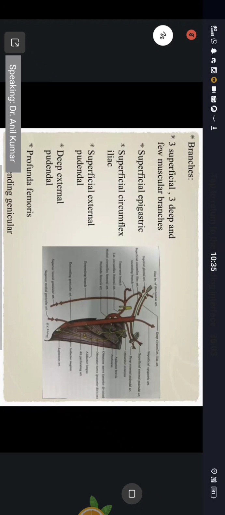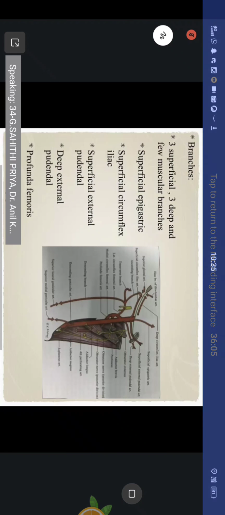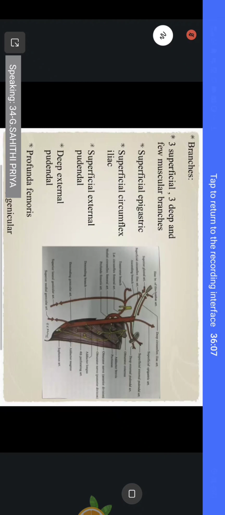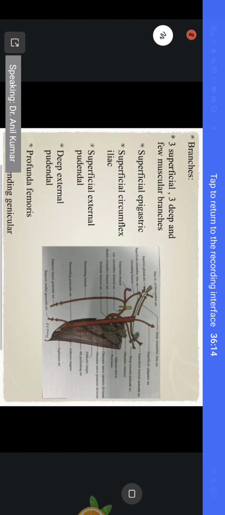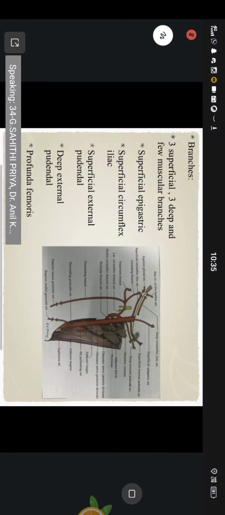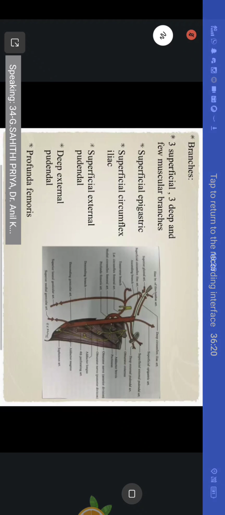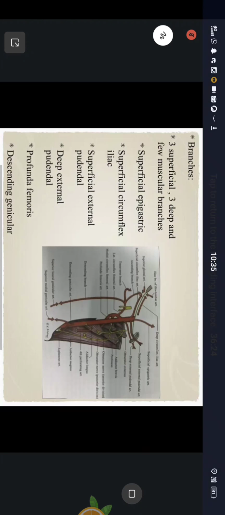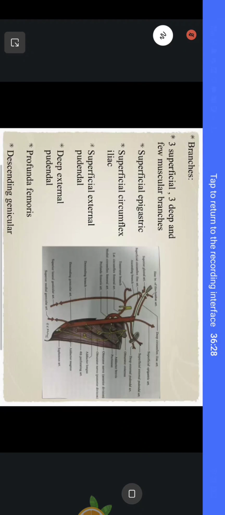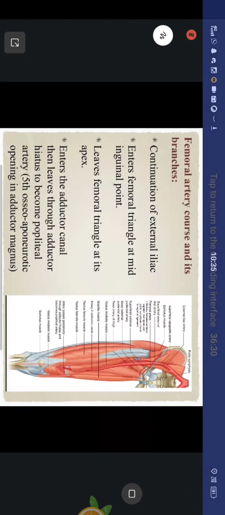Superficial epigastric, superficial circumflex iliac, superficial external pudendal. Now what are the deep branches? Deep circumflex iliac, profunda femoris, and descending genicular branches. See, this femoral artery in the femoral triangle is also asked as a short answer. So if it is asked as a short answer, you have to write all these 3-4 slides.